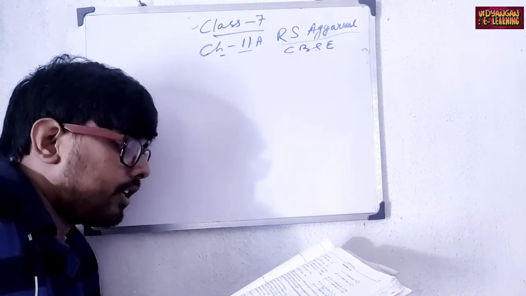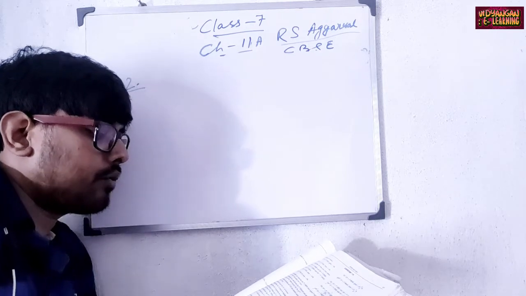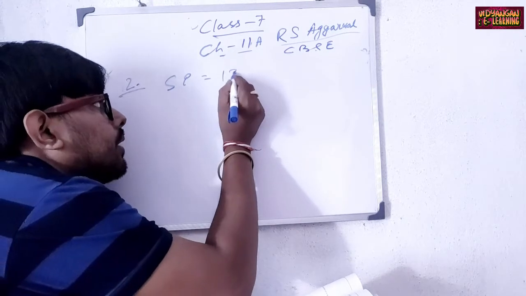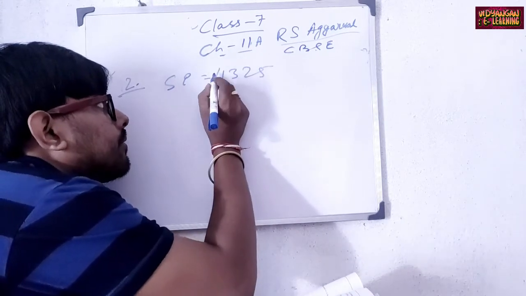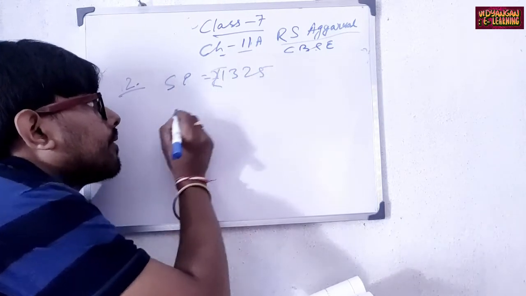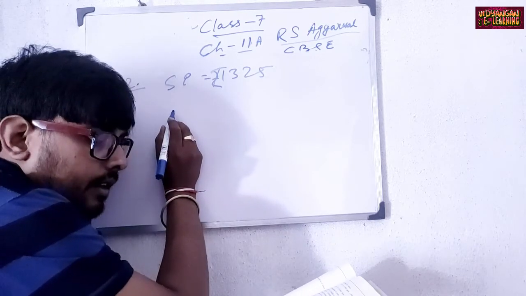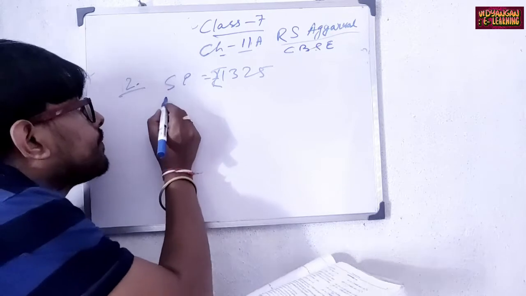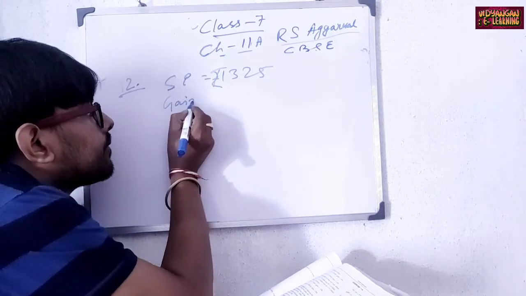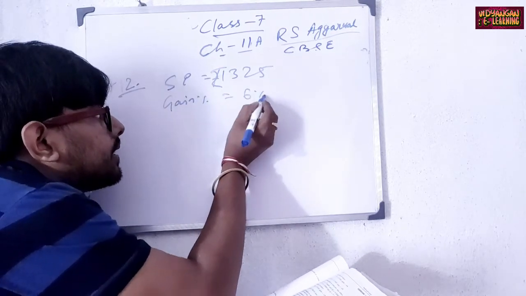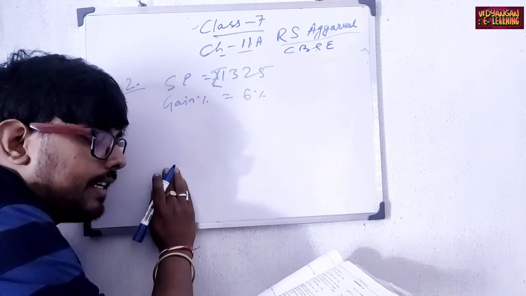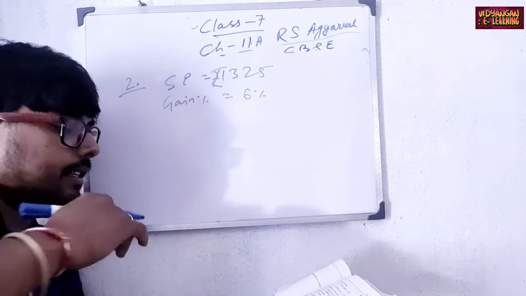Now in question number 12, on selling a calculator for rupees 1,325, the selling price of the calculator is 1,325, and he makes some profit or gain of 6%. Gain percent is equal to 6%. For how much should he sell it to gain 12%?